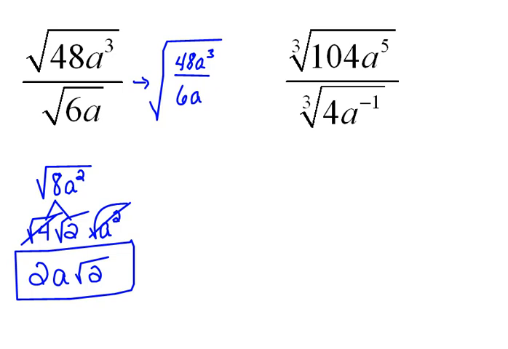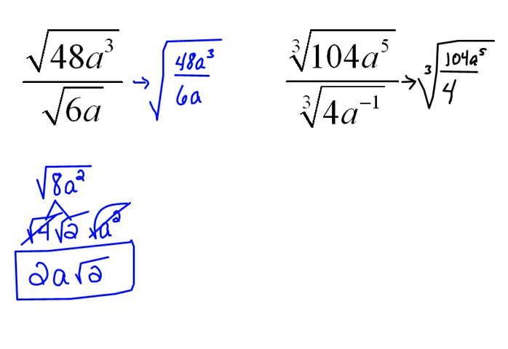Okay, one more, looking kind of nasty here. Again, we've got cubes on top and bottom, but neither one of these are going to be pretty to deal with. And here we have an a to the negative 1 on bottom. That negative exponent means it's not in the right position, so we really need to bring it up. But we can't do that unless we write it all as the same radical. So this would be the cube root of 104 a to the 5th over 4.